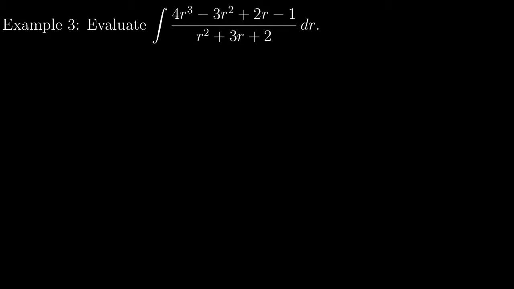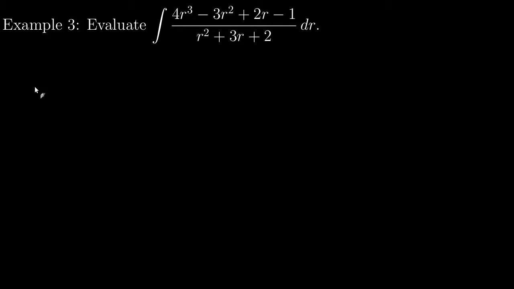Now we have two special cases. Here's one of the special cases. What if the power up here is higher than the power down there? The first thing I have to do is actually reduce it down, divide it, because if I started off with partial fractions, I would get no r cubed or r squared terms. So I will do long division.